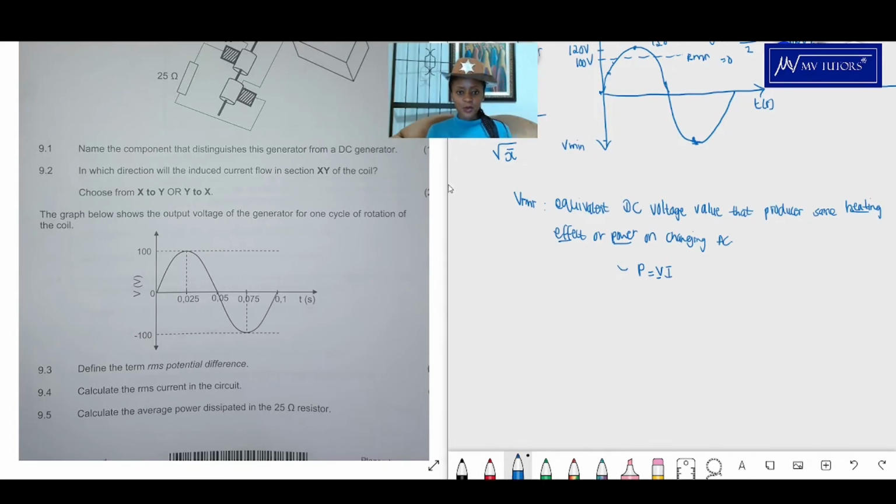So we're done with 9.3. Now 9.4. Calculate the RMS current in the circuit. As you see, our Vmax is 100 volts. According to our calculations, or looking at your formula sheet, you are going to use the formula that says Vmax is equal to Imax times R. And why am I doing that? I'm later going to use that IRMS is equal to Imax over root 2. Just checking the formula.